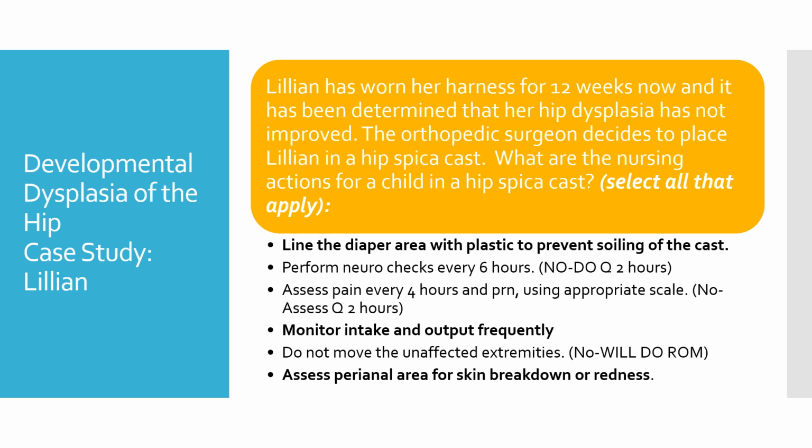Assess pain every 4 hours and PRN using appropriate scale. So no, again, immediately after surgery, we would be assessing every 2 hours. And what scale will we use? We'd use our FLACC scale. Monitor intake and output frequently. We want to make sure that after surgery, the patient is recovering and hydrated. Do not move the unaffected extremities.